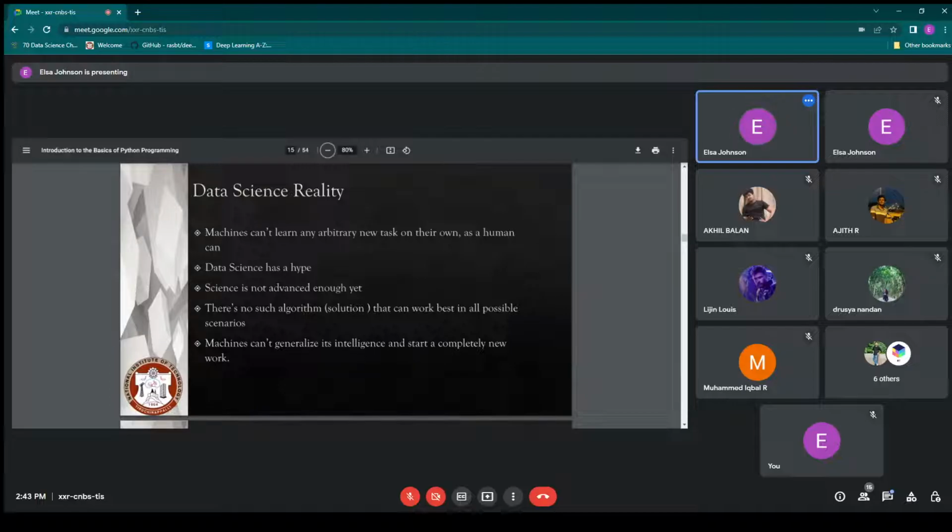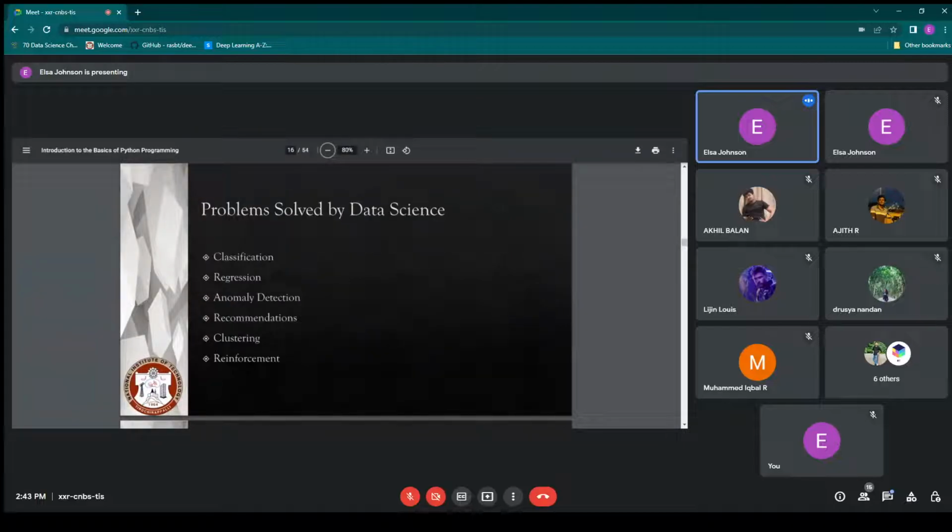Particularly, COVID has accelerated the technology of data science actually. Many new applications have come up in this particular period. These are the problems solved by data science: classification, regression, anomaly detection, recommendation, clustering, reinforcement. All these are the different types.